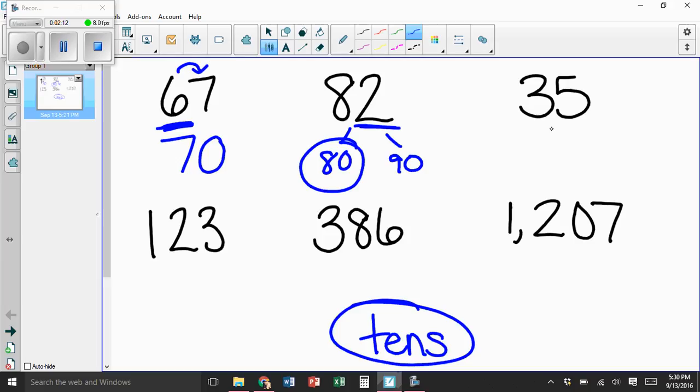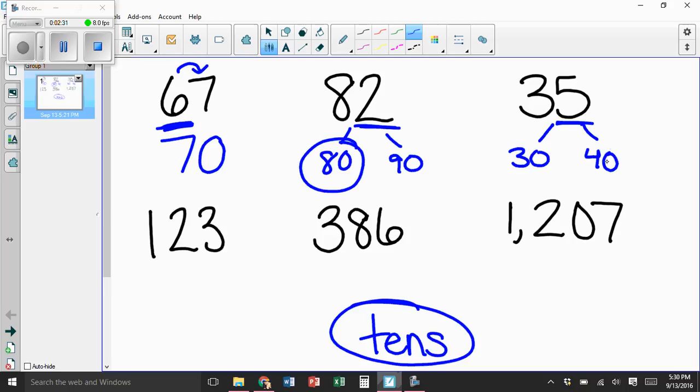When it gets to 35, we know that it's between 30 and 40. But we also know that it's exactly in the middle because it ends in a 5. So that's where my rule about 5 or bigger going up is going to help this make sense to them.